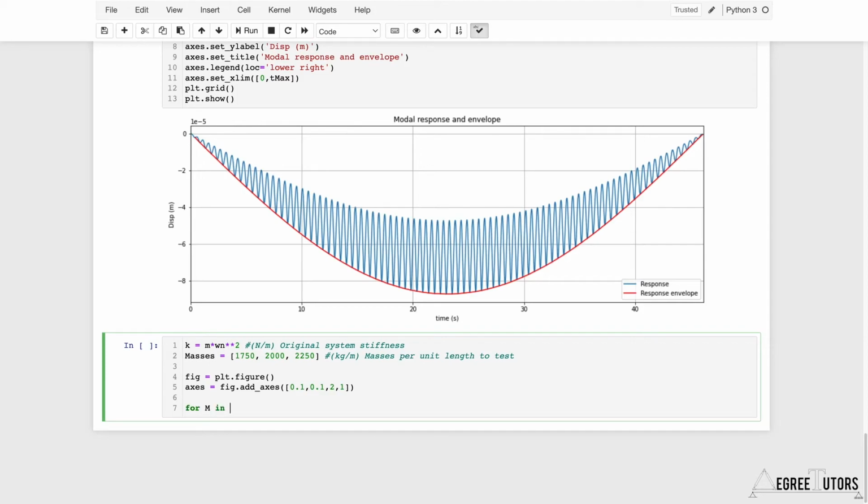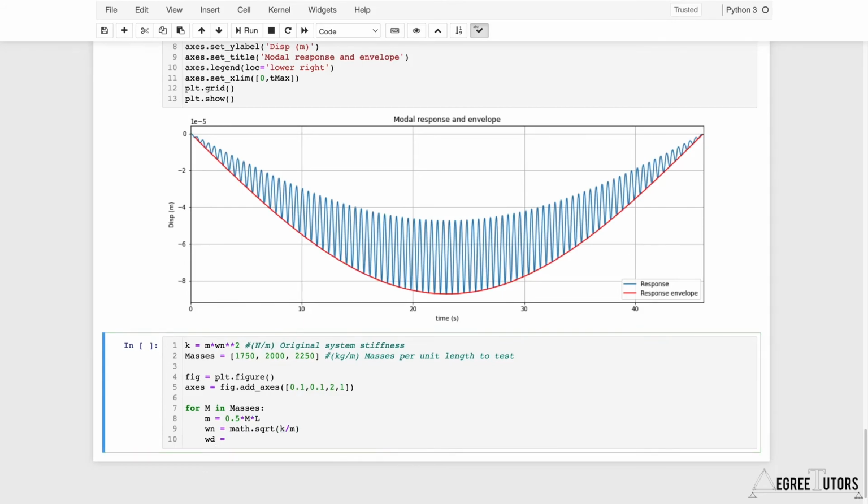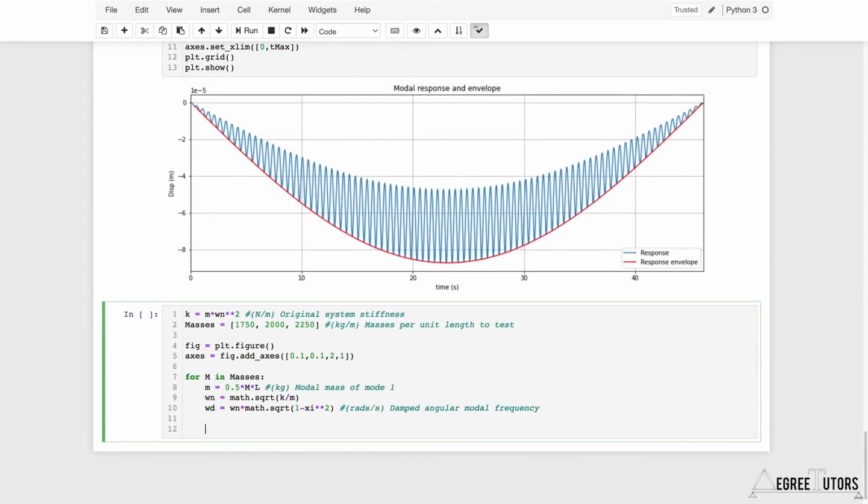So for m in masses, looping through each of our masses, let's define the modal mass as being equal to, again, half the total mass. That then sets up our natural frequency for this case, which is going to be the square root of k over m. That's why we worked out the stiffness at the start. And then we want the damped natural frequency, which is the same as we had before: the natural frequency times the square root of 1 minus xi squared. Now we can calculate the response in this case, and that's going to be equal to Duhamel, and we're going to pass in time.